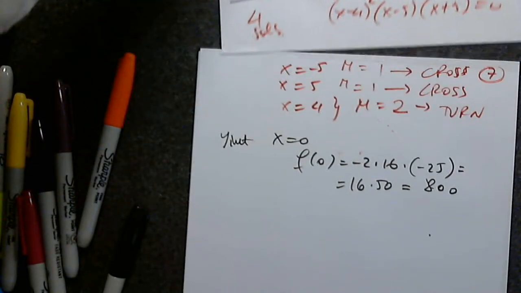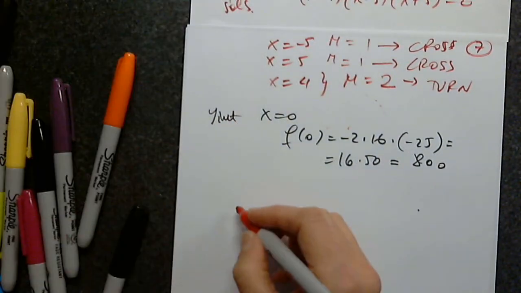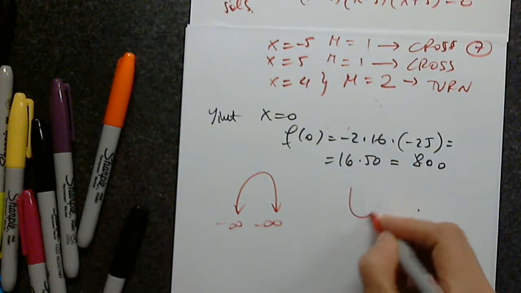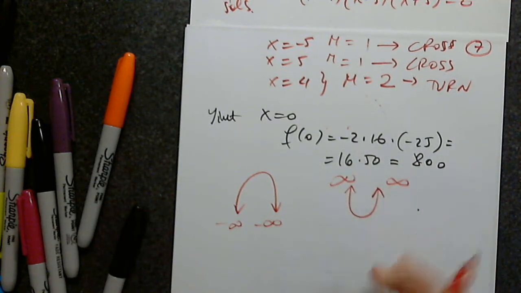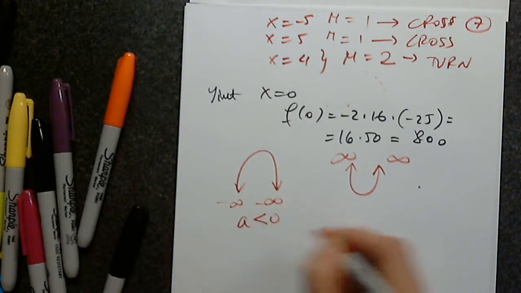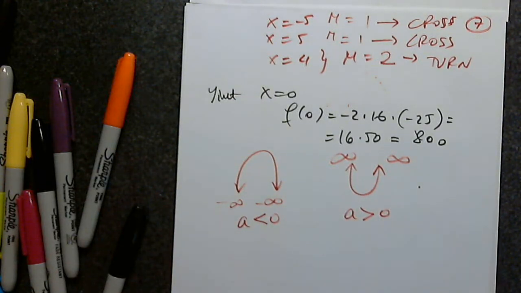So let me put it in writing for everyone because we haven't discussed this. So this is negative infinity to negative infinity, and this is infinity to infinity. This one is for a leading coefficient that is negative, and this one is for a leading coefficient that is positive. This is just an indication of the end behavior, nothing else.